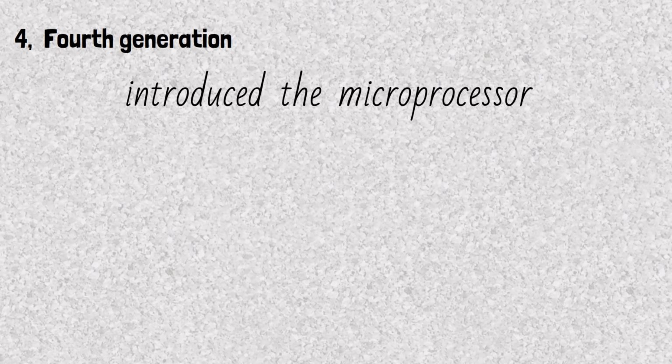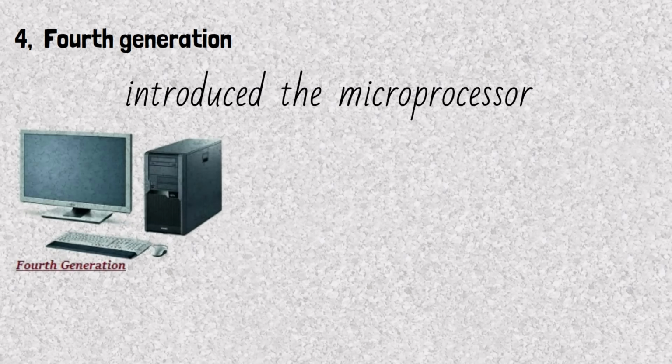Now let's move to the fourth generation of computers. The fourth generation introduced the microprocessor, which combined all the components of a computer's central processing unit, CPU, onto a single chip. This innovation drastically reduced the size and cost of computers, leading to the rise of personal computers. So, computers became smaller and more affordable, allowing individuals to own personal computers.